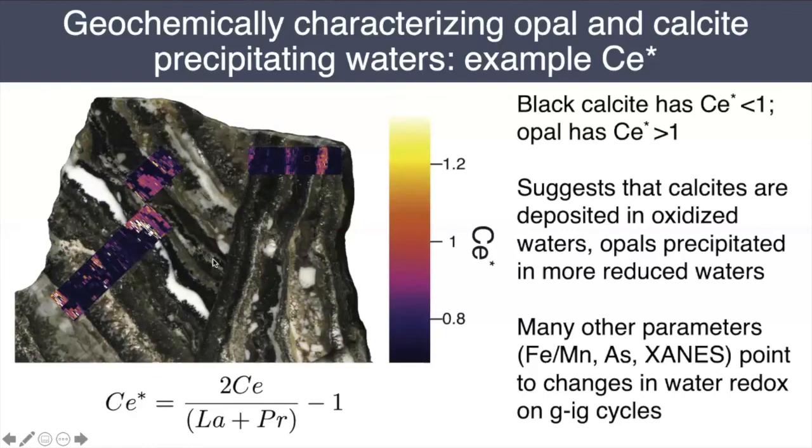And so what this is telling us is that calcite is precipitated in oxidizing waters, while opals are precipitating in more reduced waters. Now we have many other parameters that point to this. We don't just look at cerium star.